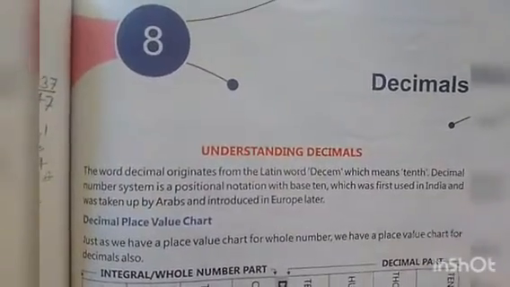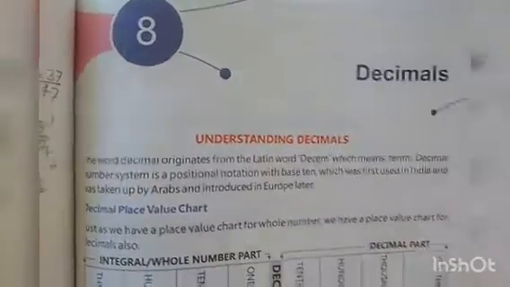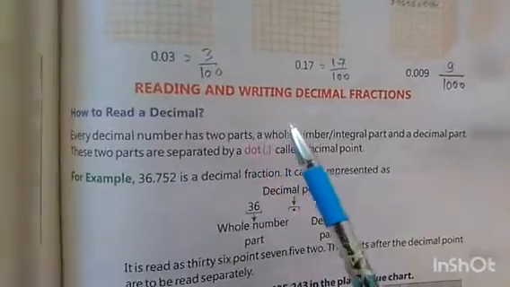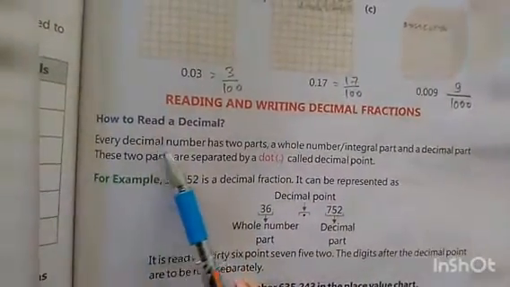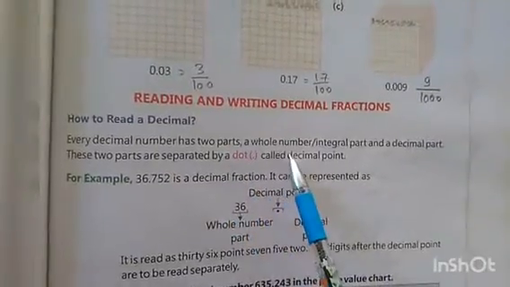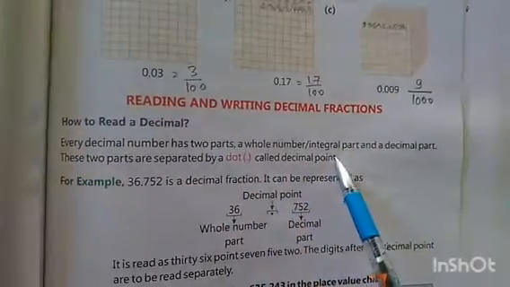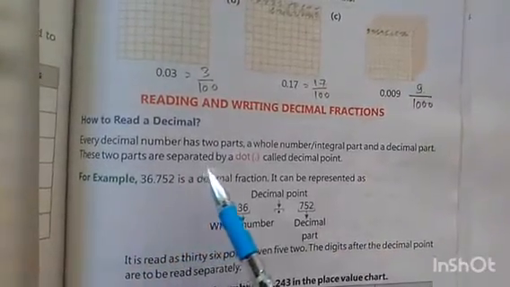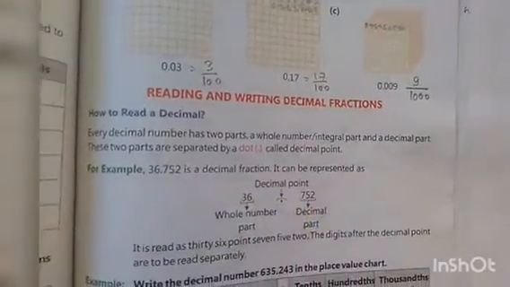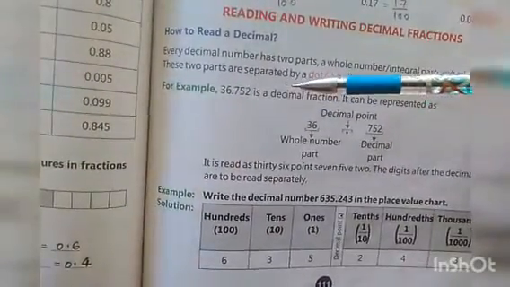Welcome to class 4 mathematics. Let's start chapter 8, decimals. Here is the second part of chapter 8 and the new topic: reading and writing decimal fractions. How to read a decimal? Every decimal number has two parts, a whole number or integral part and a decimal part. These two parts are separated by a dot called the decimal point. For example, 36.752 is a decimal fraction.